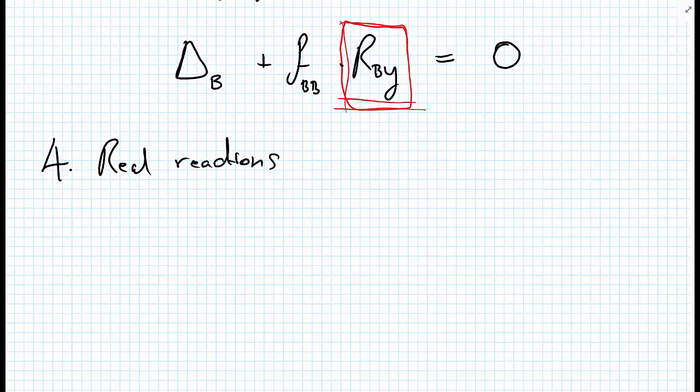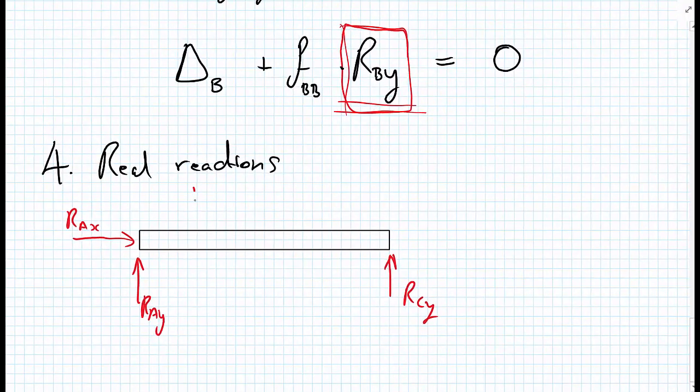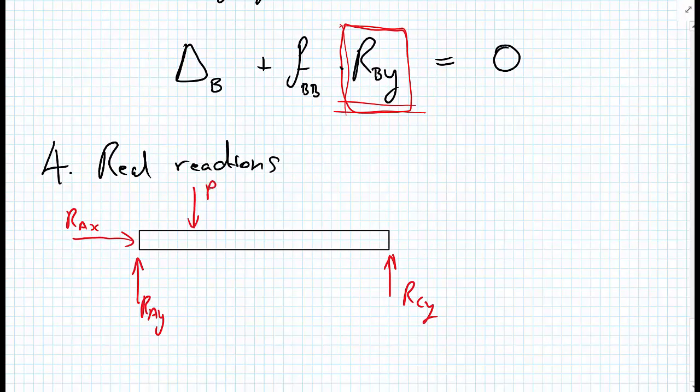And to do that, we go all the way back to our original structure. And so we have RAY, which is unknown. We'd have RAX as well, but we don't have anything in the X direction. We have an RCY, which is unknown. We have the real load P, which we do know. And we also have RBY. So we know P and we know RBY.